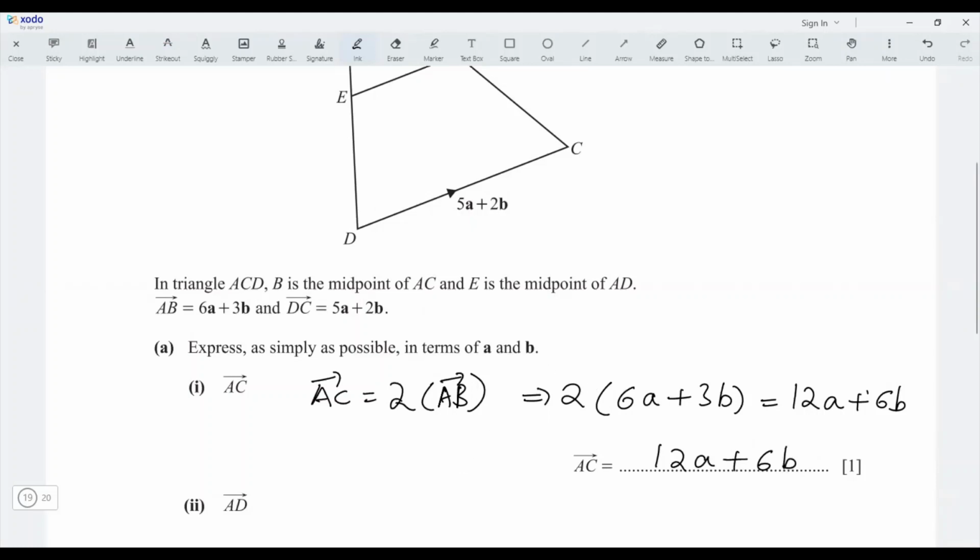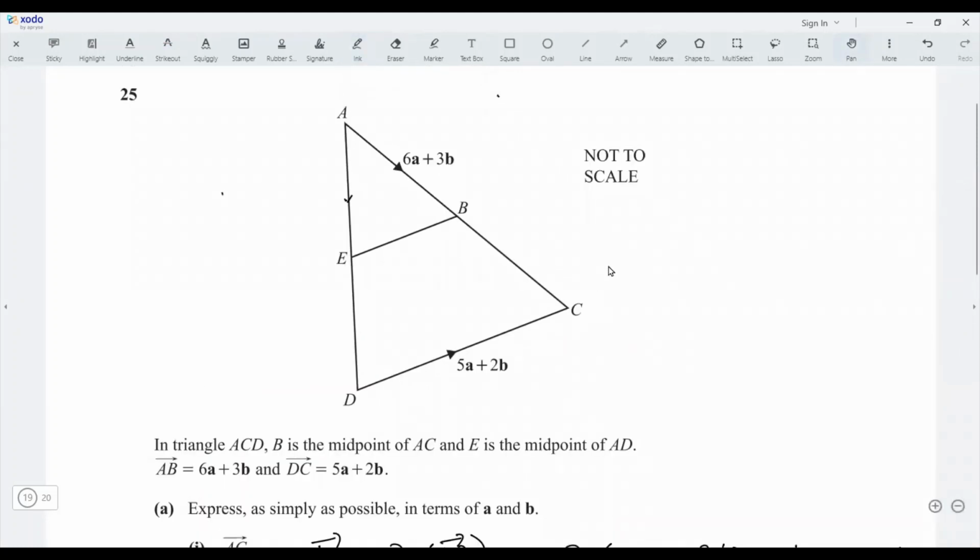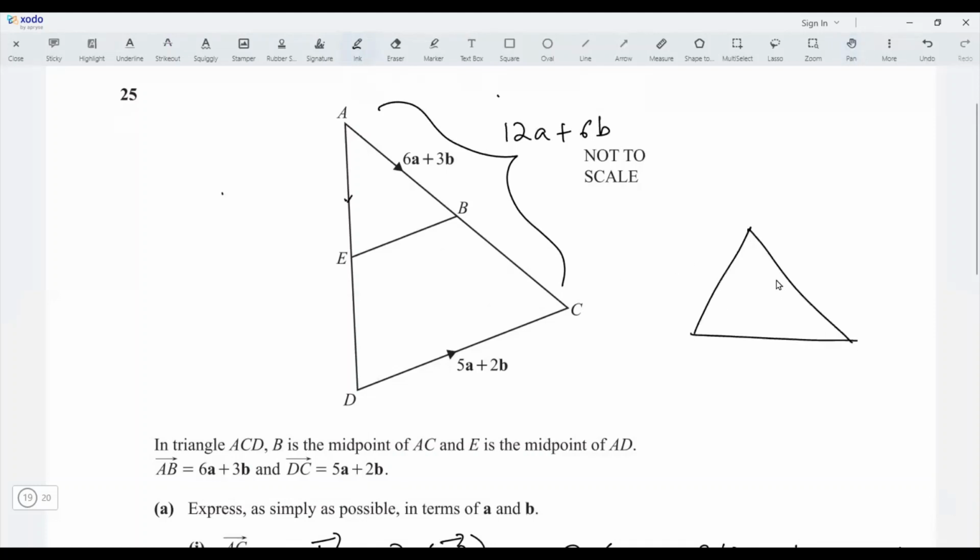What about AD? For finding AD, we have to show the complete diagram. Means if this is 6a plus 3b, and what about AC? AC must be 12a plus 6b, and similarly about DC, we know DC. So if you want to find the answer for AD, I'm just representing it in terms of vectors. 12a plus 6b, here A is given and C is also given here, and D is here, and it's 5a plus 2b. We have to find AD, the arrow towards D. It must be arrow towards D.